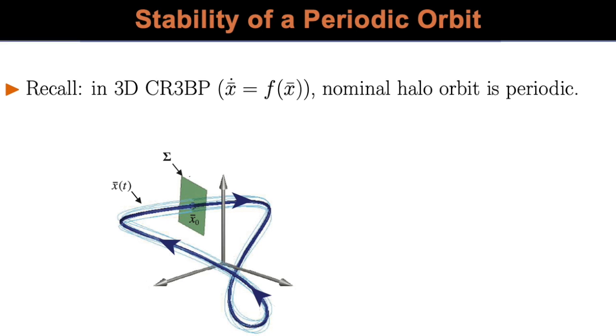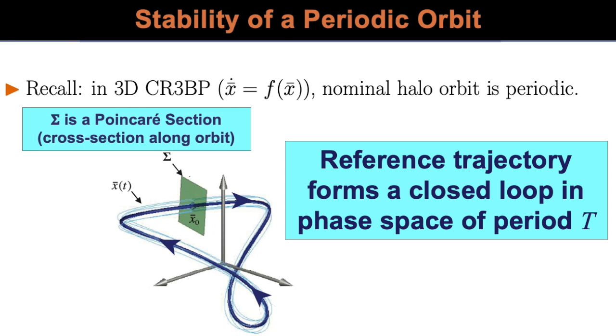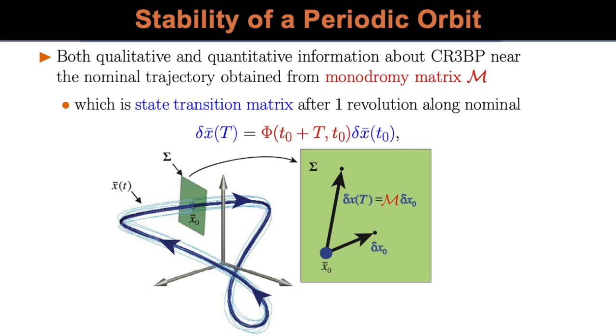Now, if we take a reference trajectory and bend it back on itself, we've got a periodic trajectory. This is an example of a periodic trajectory. It forms a closed loop in the phase space. I'm just showing a schematic here. The dark blue trajectory is in the phase space, and the light blue are nearby initial conditions. We could try to understand what's going on by taking a cross section, or a Poincare section, along the orbit and then looking at dynamics along that Poincare section. If we have a small displacement, how does that displacement change?